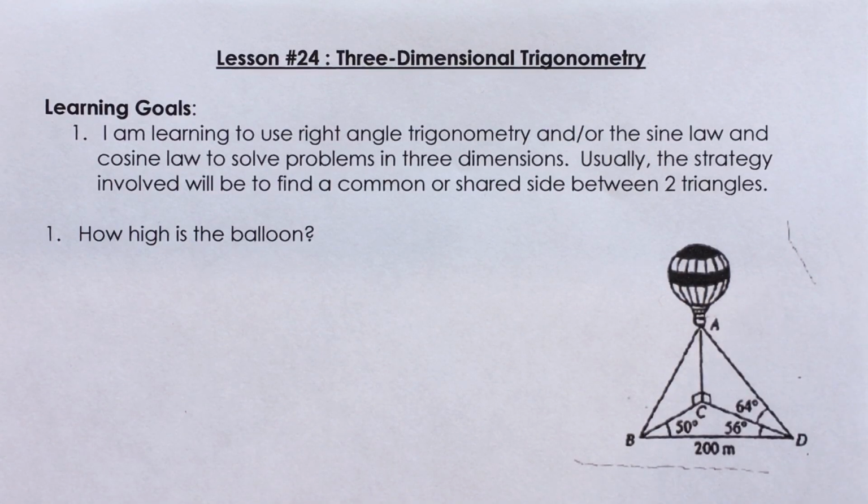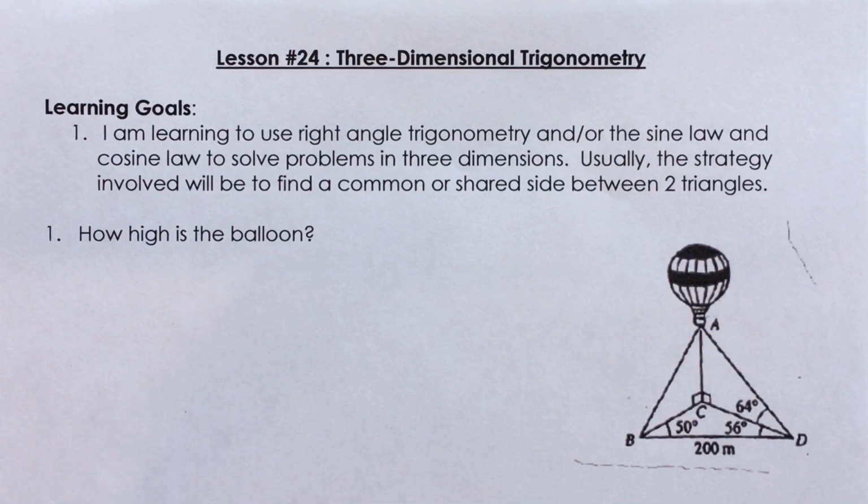Okay, this is lesson number 24 on three-dimensional trigonometry. We're going to learn to use right angle trig and the sine law and cosine law to solve problems in 3 dimensions. Usually the strategy is going to be to find a common side or shared side between two different triangles that you're going to need in order to solve the problem.